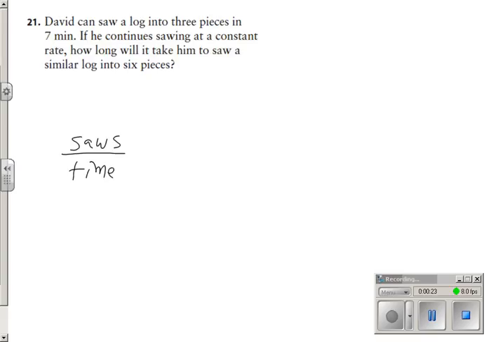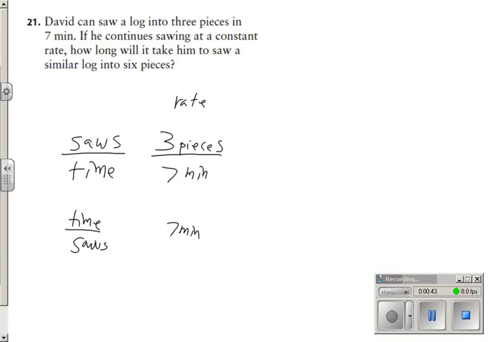And we know that he can saw 3 pieces in 7 minutes. This is a rate, right? I can look at it as time to saws, or I can also look at it the other way. It's going to be slightly different, and we'll look at it both ways. 7 minutes for 3 saws.